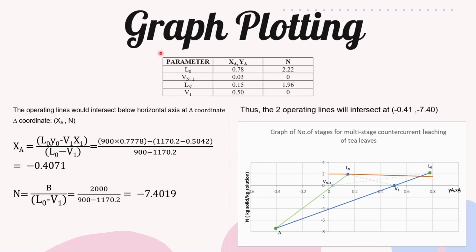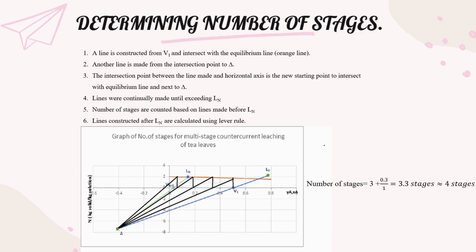For the final part of the calculation, we need to plot the graph to determine the number of stages. These four values were obtained from the previous calculation. And then, we need one more coordinate, which is the triangle coordinate, to connect the two operating lines, which is XA and N. The XA and N we can find by using this formula here. And then, we can obtain this graph. So this is our procedure to determine the number of stages for multi-stage countercurrent leaching of tea leaf.